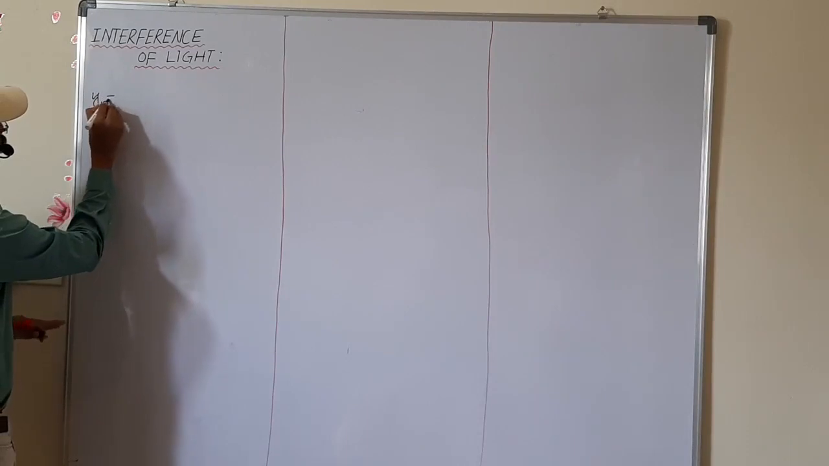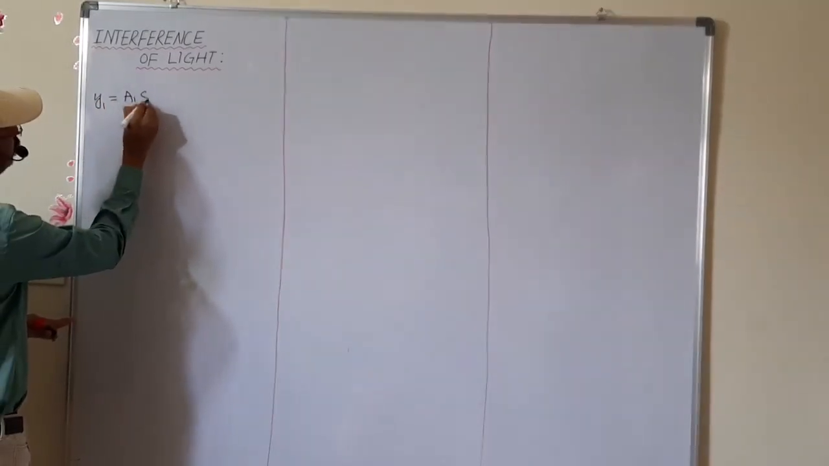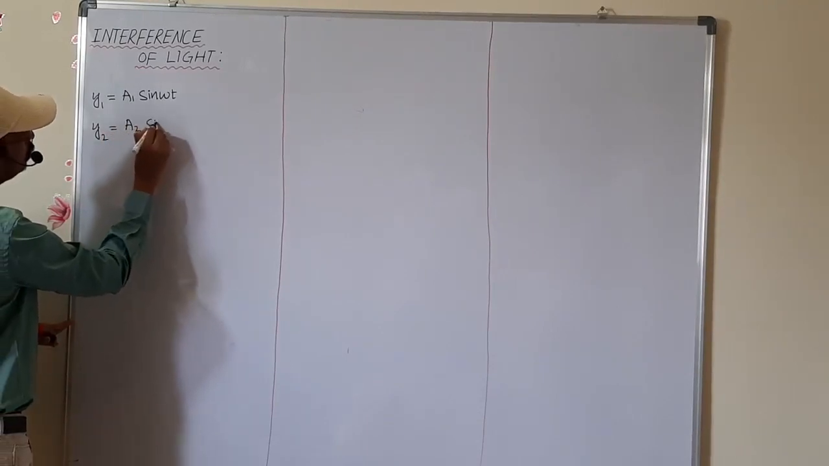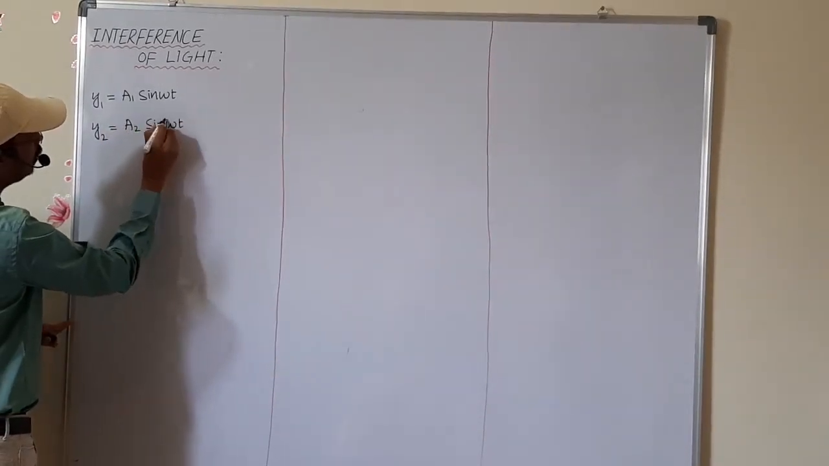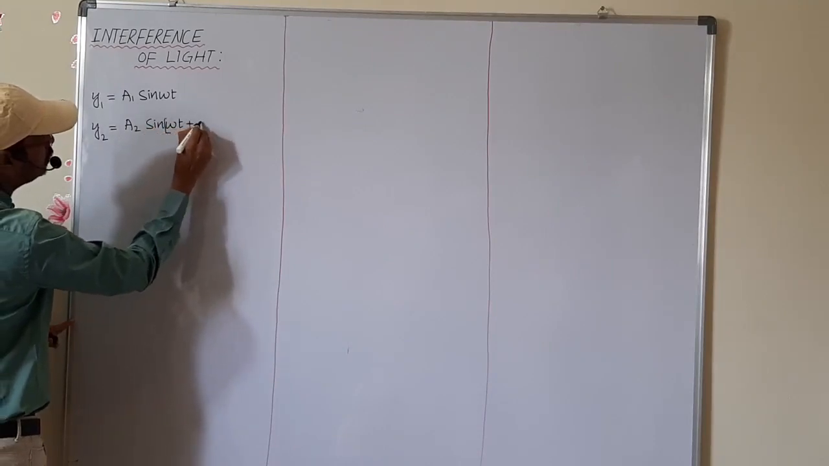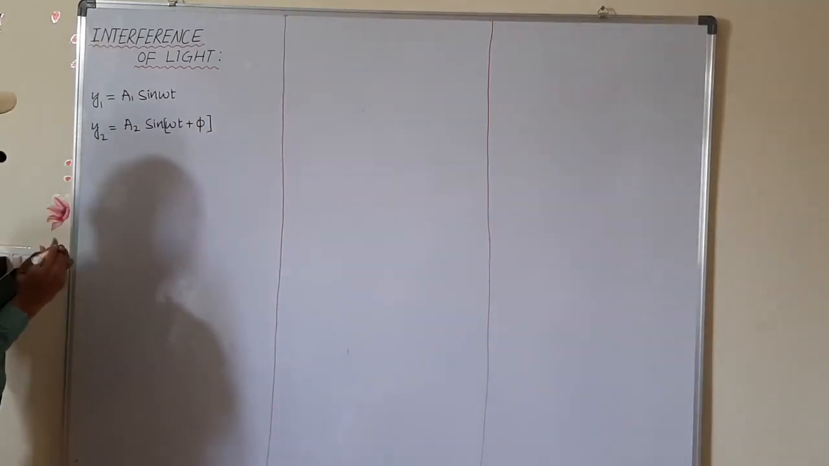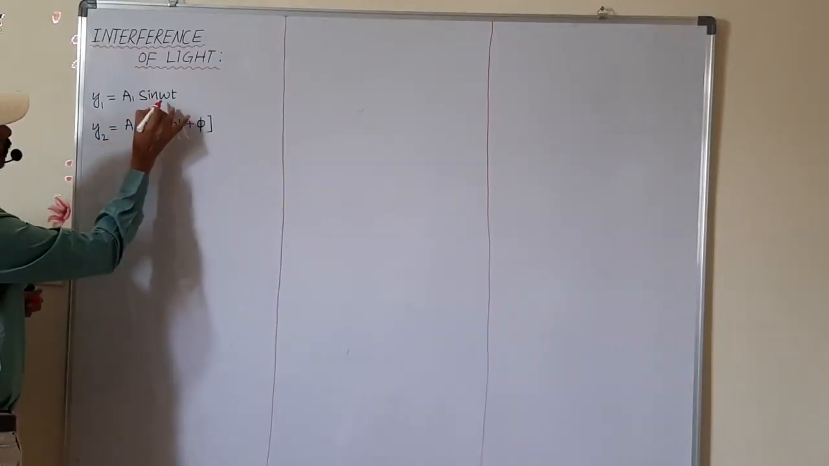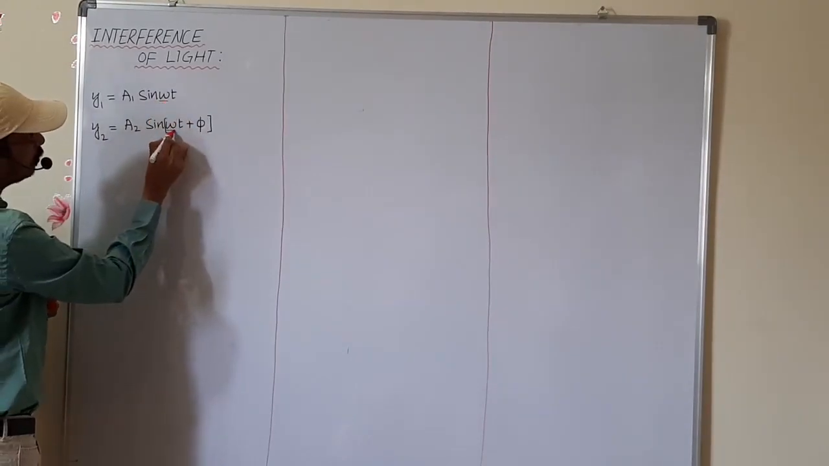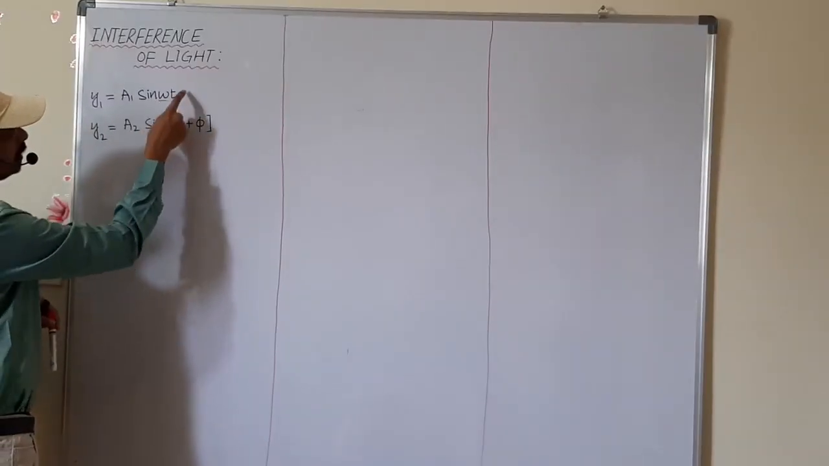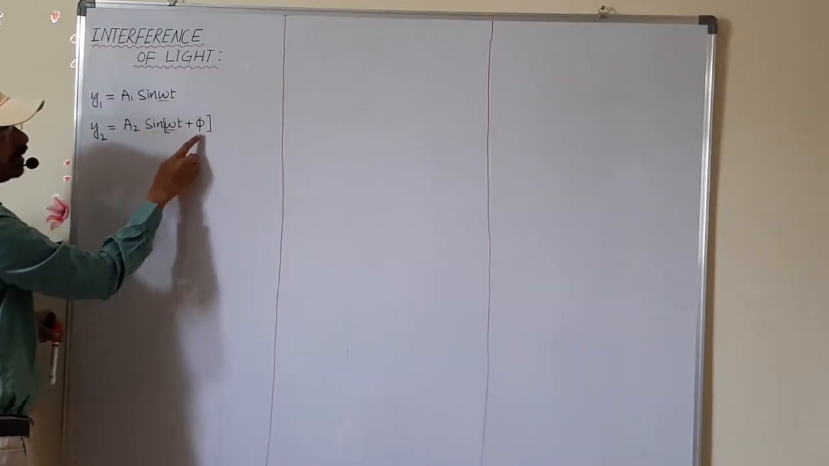y1 is equal to a1 sin omega t, and y2 is equal to a2 sin(omega t plus phi). These are the two waves. The first wave has angular frequency omega, the second wave also has angular frequency omega. If we discuss the phase difference, these two waves have a phase difference of phi only.